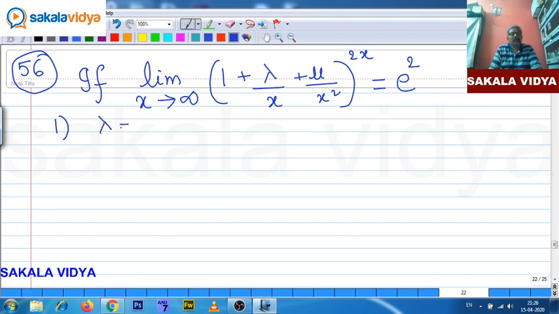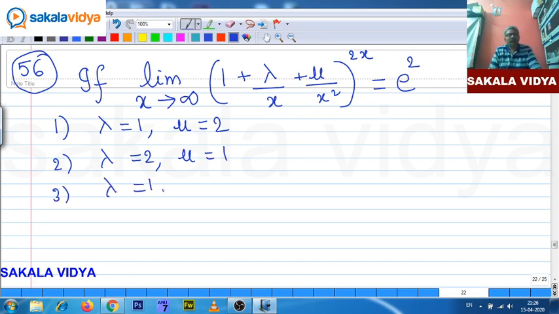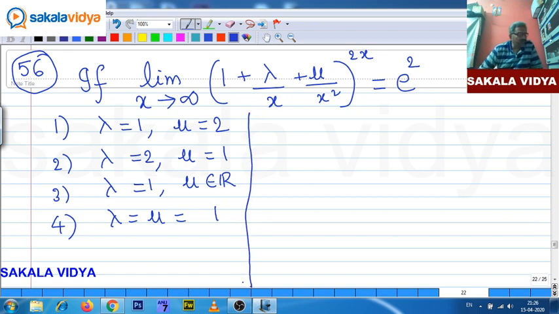Lambda is equal to 1 and mu is equal to 2. Second option, lambda is equal to 2, mu is equal to 1. And third option, lambda is equal to 1 and mu belongs to any real number. Or fourth option, lambda is equal to mu is equal to 1. This is the question. This is a very important problem. So, we need to concentrate on this one.